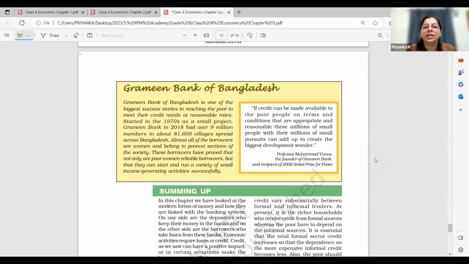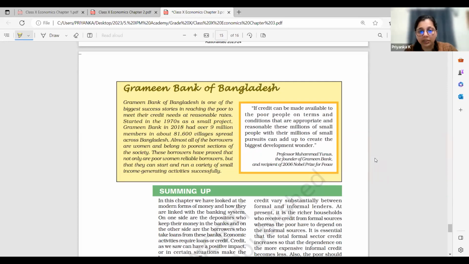And when the Grameen Bank of Bangladesh, which was established in the 1970s, took a survey in 2018, it found that over 9 million members and 81,600 villages in Bangladesh depend on the Grameen Bank for credit facilities. And with that, borrowers have proved that poor people are reliable borrowers, and they can get credit facilities and start and run small income generating activities successfully.